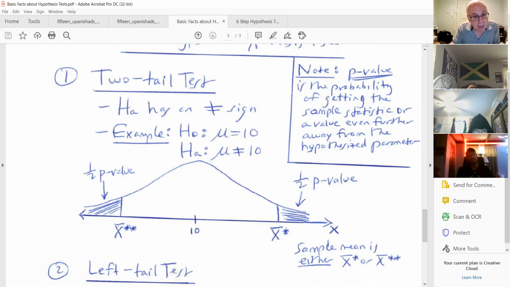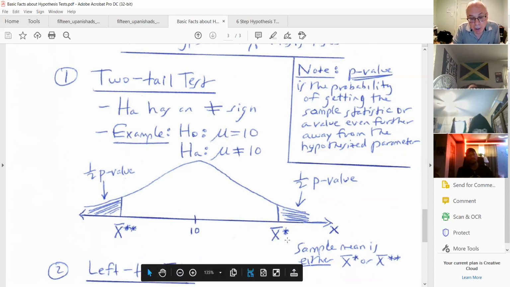Let's assume here that the sample mean here is 6, or the sample mean over here is 13. But the point is you're going to get one or the other. You only have one sample. The reason, again, I wrote this is that your sample mean is either going to be less than the proposed population mean, or it's going to be greater than that. That's what I wrote over here. The sample mean is either X bar star, which is the one that's greater than, or X bar double star, less than. All right. Any good questions?